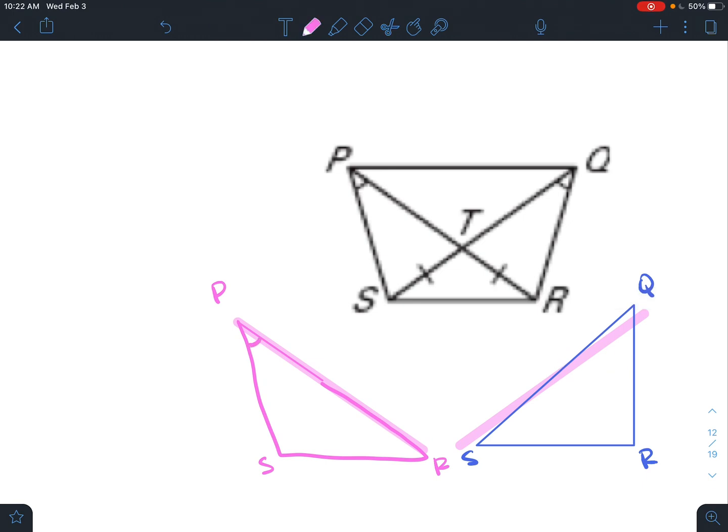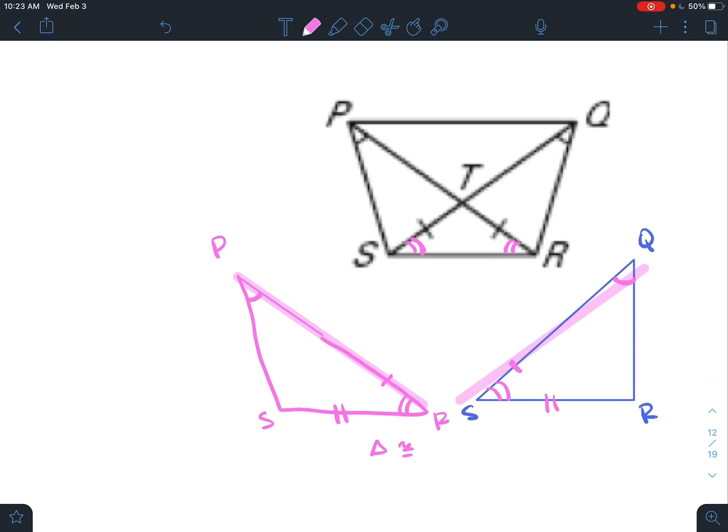We can tell from our angle markings that angle P is congruent to angle Q, and that I have these little pieces down here that are also congruent. So down here at the bottom and down here at the bottom. What that tells us is that I have a pair of angles that are congruent down here at the base of that isosceles triangle. So angle R is congruent to angle S, and you'll notice that both of these triangles share SR. So these triangles are congruent by angle side. So then PR would be congruent to QS because corresponding parts of congruent triangles are congruent.